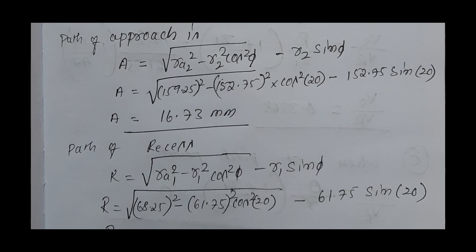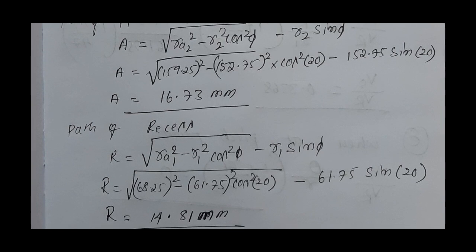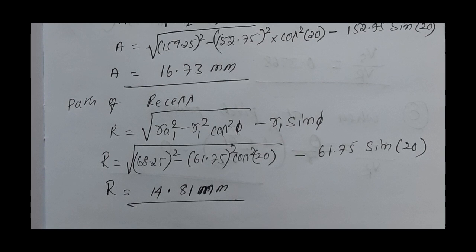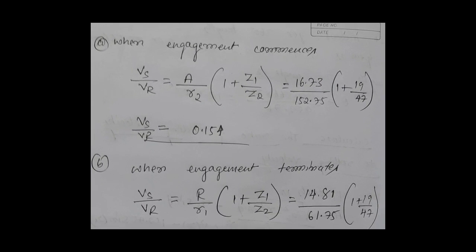Similarly, for the path of recess, RR is equal to square root of RA1 square minus R1 square cos square phi minus R1 sin phi. We know R1 as well as phi. R1 is 61.75, RA1 is 68.25, phi the pressure angle is 20 degree. Substitute the values in the above equation. We will get path of recess is 14.81 millimeter. Their approach is 16.73 millimeter and recess is 14.81. Taking these two values, that is the first case.